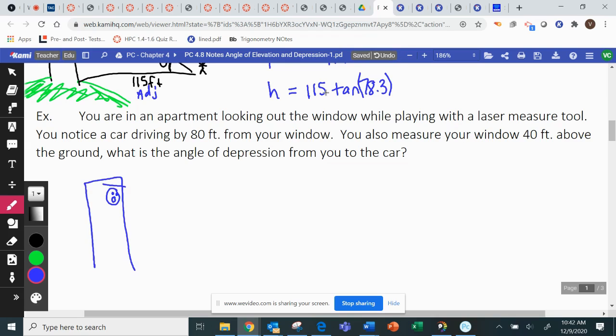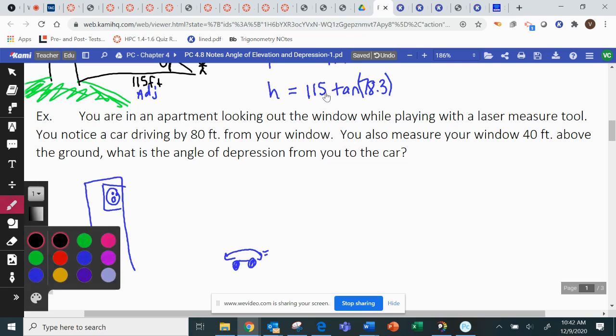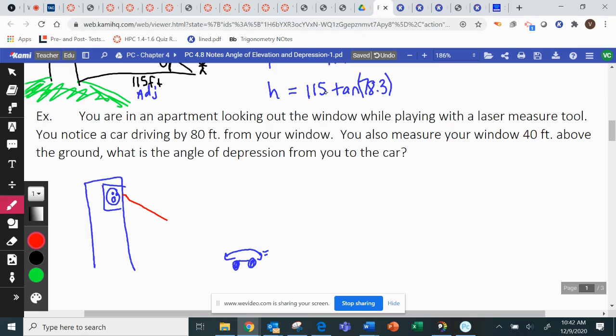So there's you playing in the apartment window. You see that car out there. You're using your laser measure tool. It's a red laser. Down to that car, and you say, "Ooh, it's 80 feet away." And then you point it straight down, and you're like, "Ooh, I'm 40 feet up."